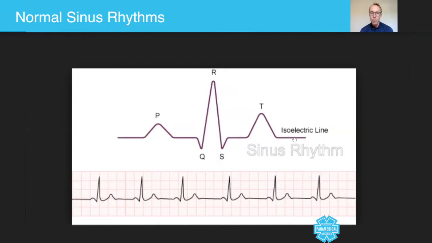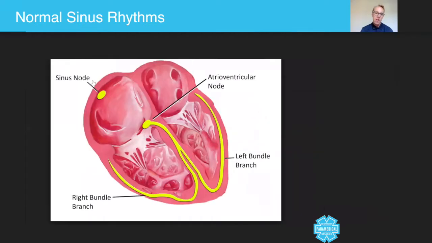Now it's called normal because of the rate, usually between 60 to 80 beats per minute at rest. And it's called sinus because it has a P wave. The P wave represents atrial depolarization. So let's talk about atrial depolarization.